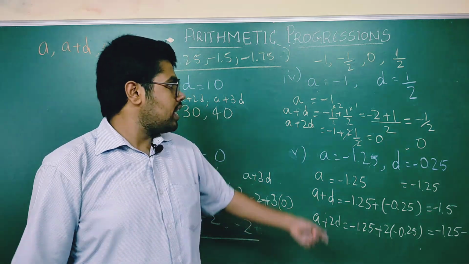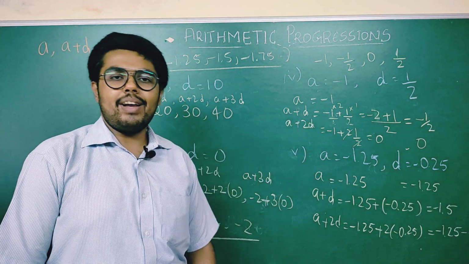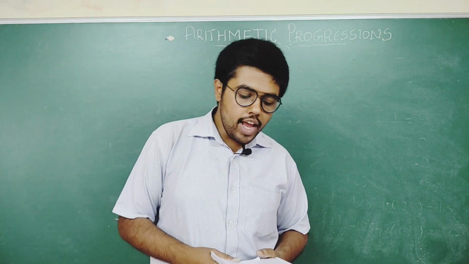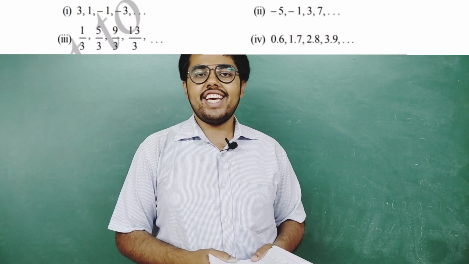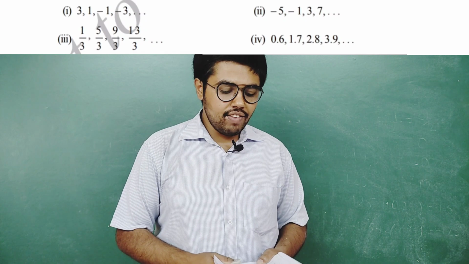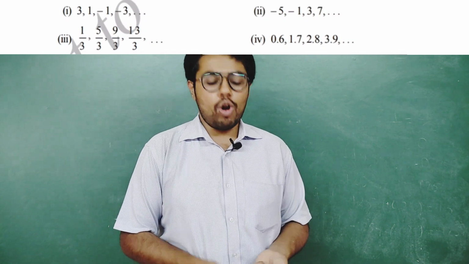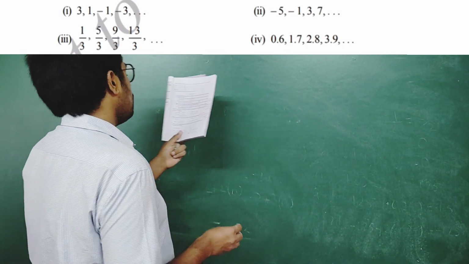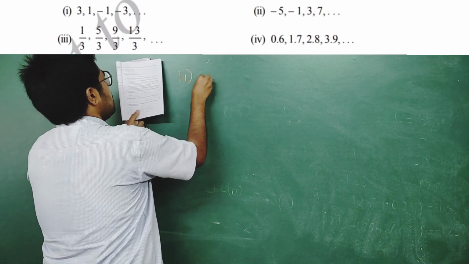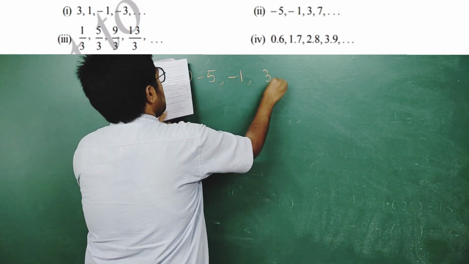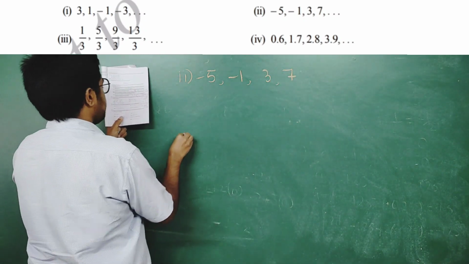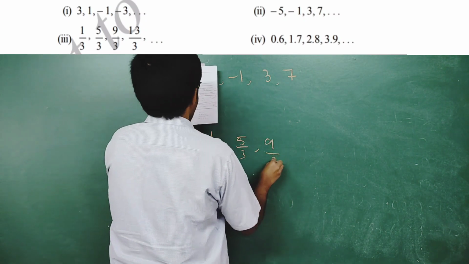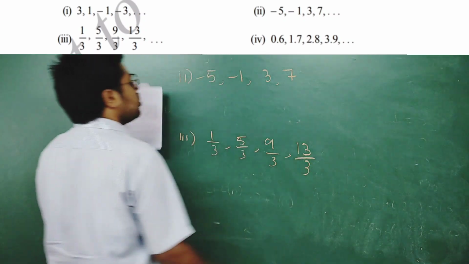You have to be very careful when they give fractions and decimal numbers. Students, let me go to the next one. Here in your textbook, for the following AP, write the first term and common difference. Here it is just the opposite of what you did right now. They have given you the series, you have to find the first term and also the common difference. Here I will just do 2 simple problems, and the remaining 3 problems I will do later. I will do the second problem first: minus 5, minus 1, 3 and 7. Next one: 1 by 3, 5 by 3. So let me do these 2 problems first.